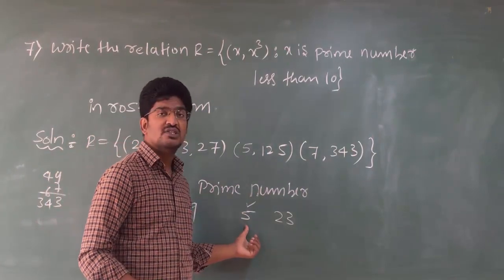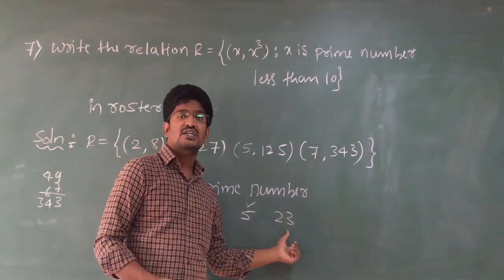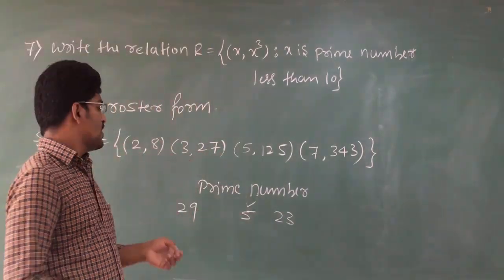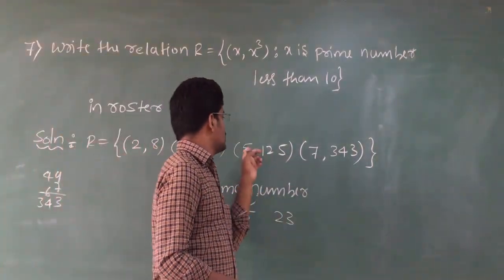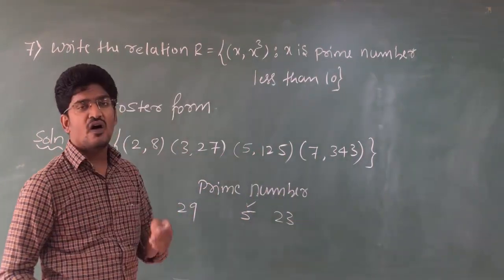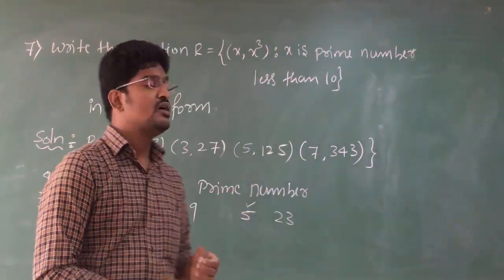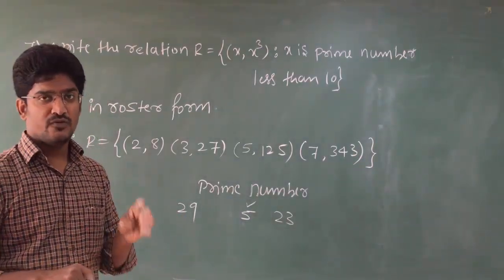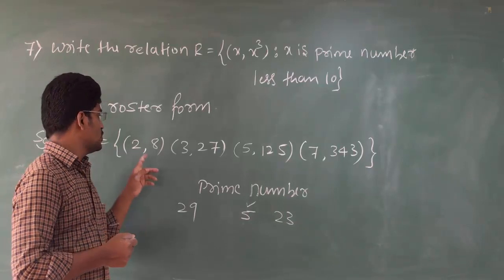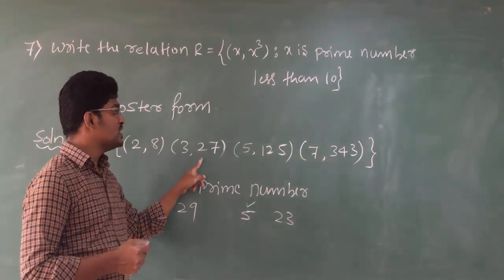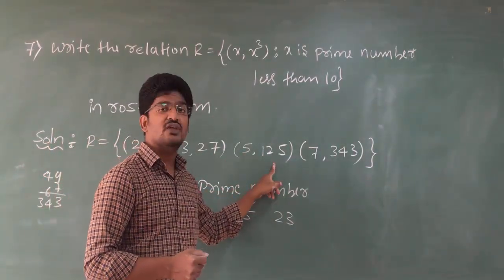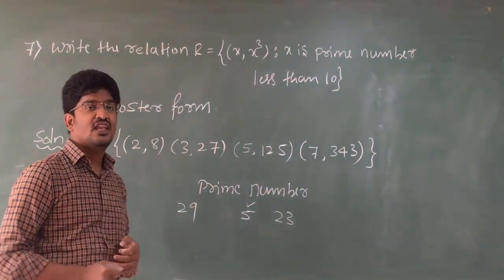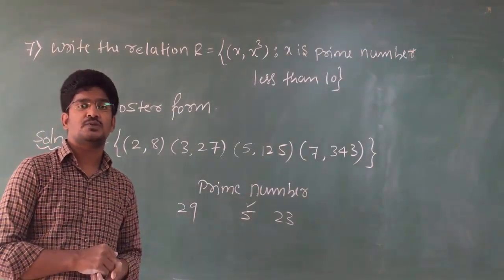No other number divides 5. No other number divides 23. Only itself and 1. That's why 29, 5, 23, 3, 2 are all called prime numbers. Clear? So here, lesser than 10 means 2, 3, 5 and 7 are the 4 prime numbers, and the cube of 2 is 8, cube of 3 is 27, cube of 5 is 125, cube of 7 is 343. Clear? Okay. Let us go for the next problem.